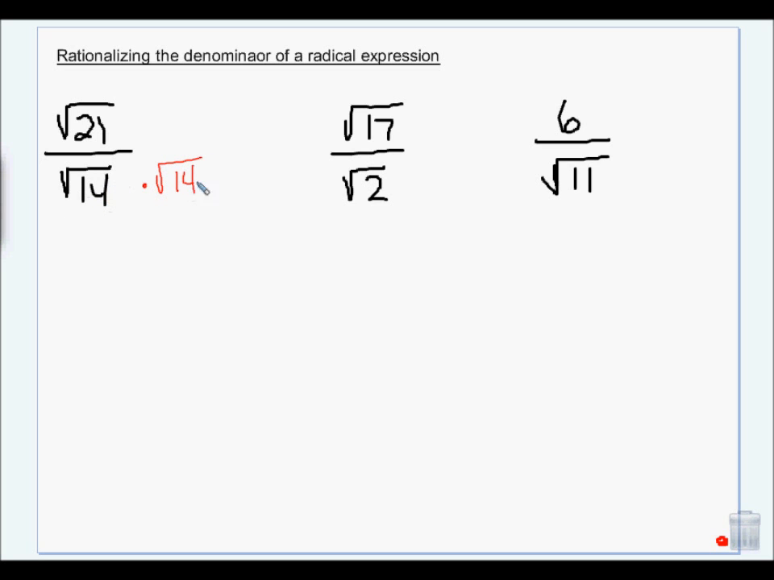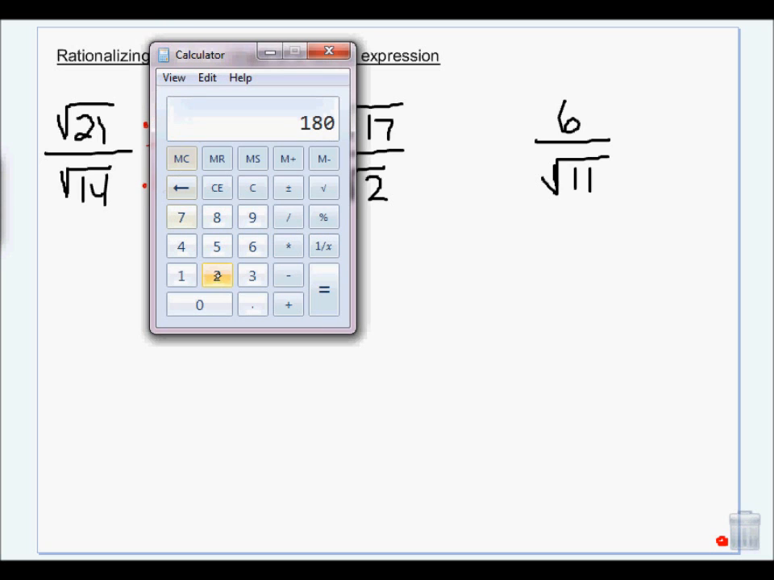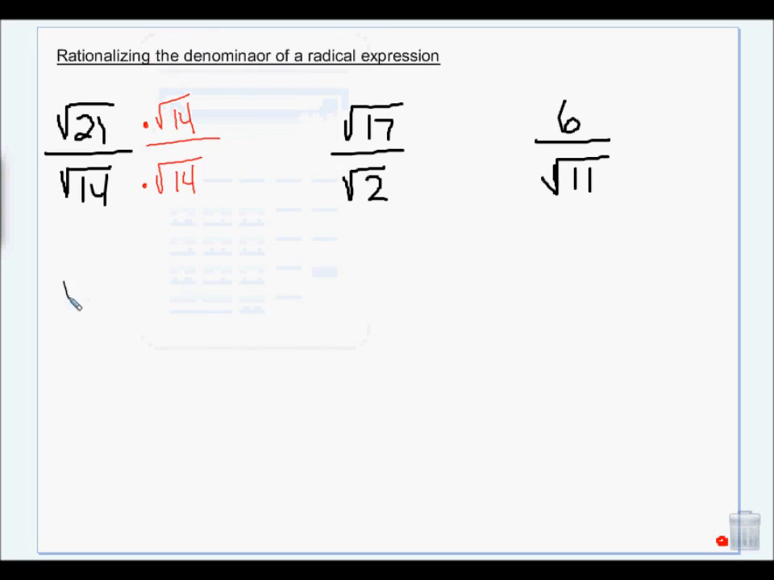you square it, basically. But if I multiply the bottom by the square root of 14, I also have to multiply the top times the square root of 14. So this gives me, hold on, the square root of 294 over 14. And now I need to see if I can simplify 294 at all.